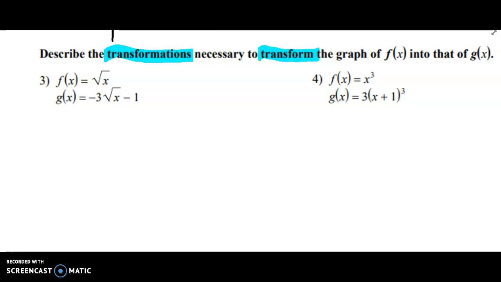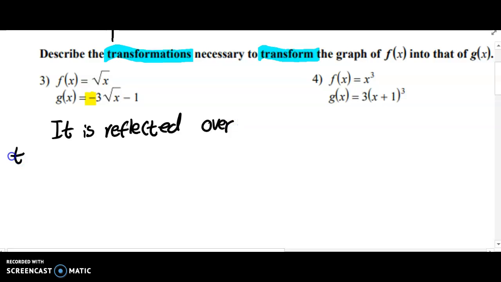All right, we'll pretty much just go in order here. First, I see a negative out front. That negative out front, we're going to do these all in complete sentences. A negative out front causes it to reflect over the x-axis. So we say it is reflected over the x-axis.